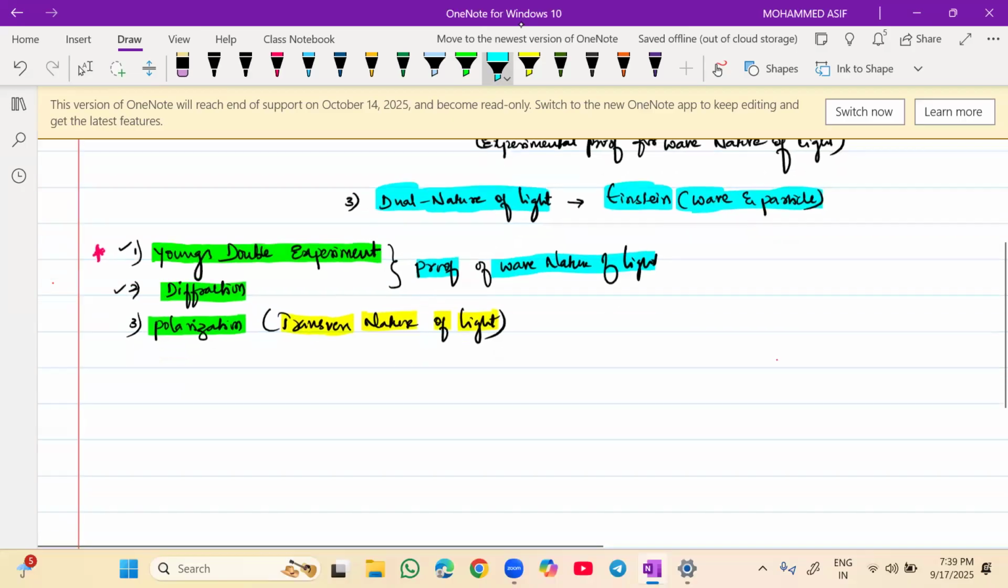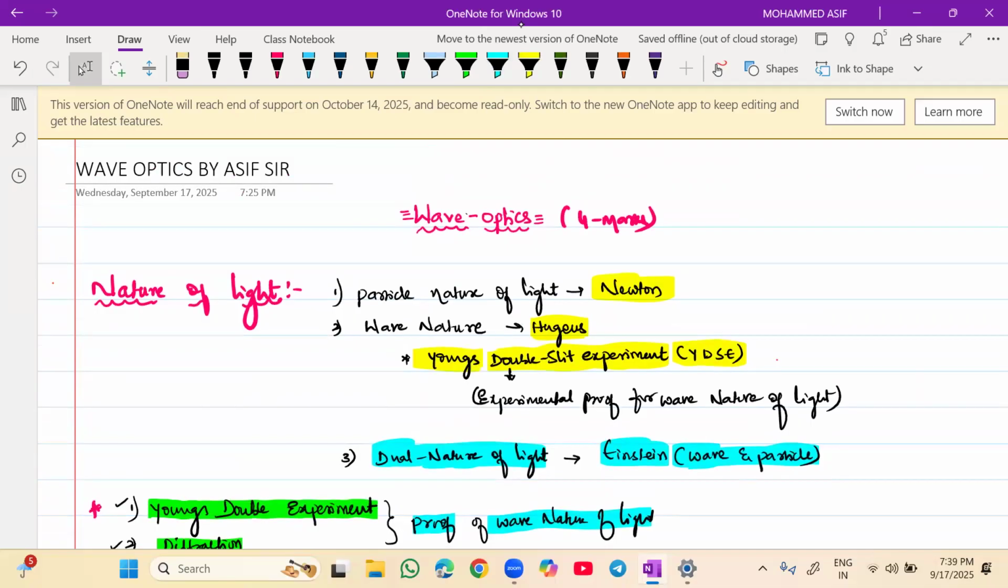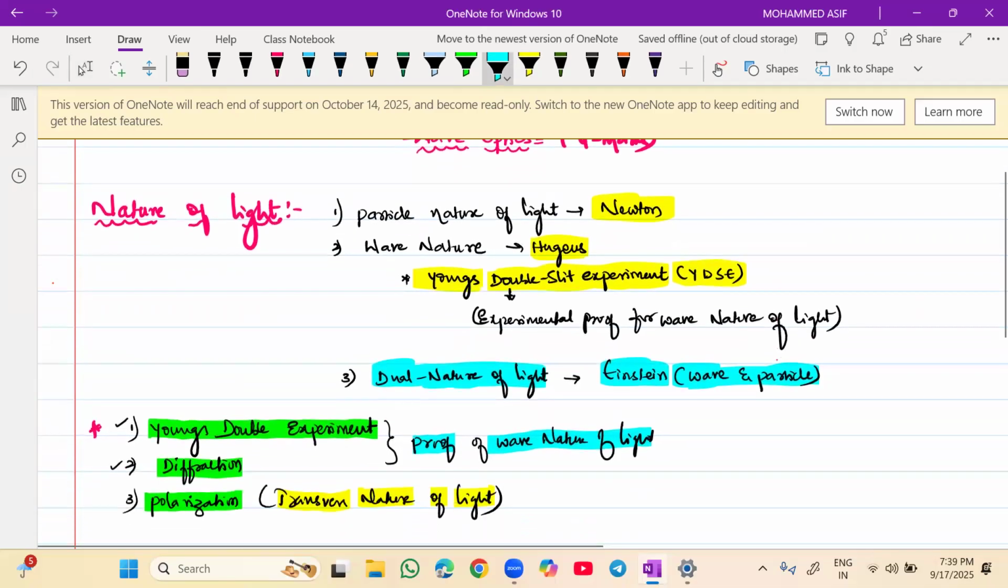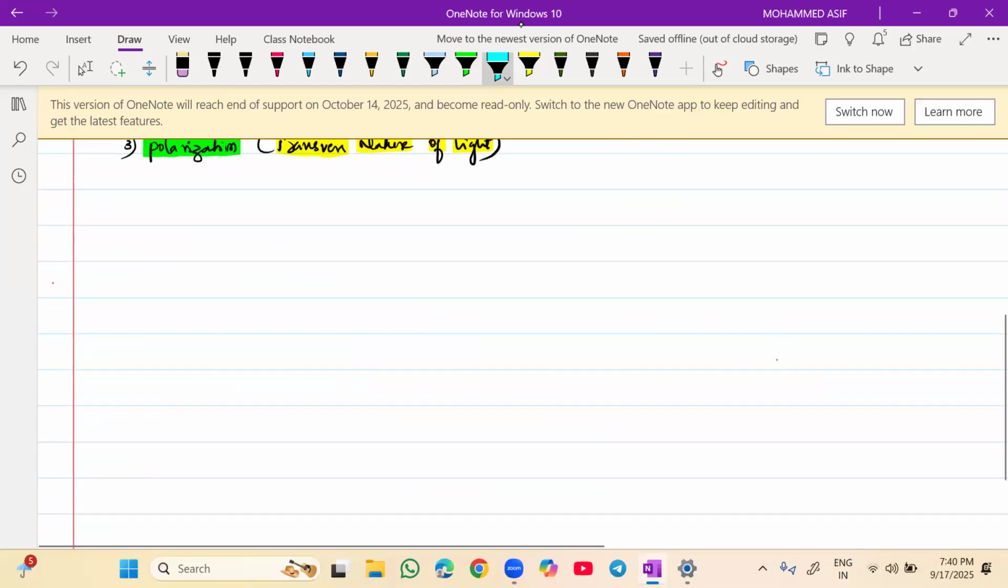Okay, am I clear till here? So what is wave optics? A branch of physics which deals with the wave character of light. That has been given by the scientist Huygens. And in this chapter, we'll be studying Young's double slit experiment, diffraction and polarization. Done? Sure. Let us try to go for the first reading.